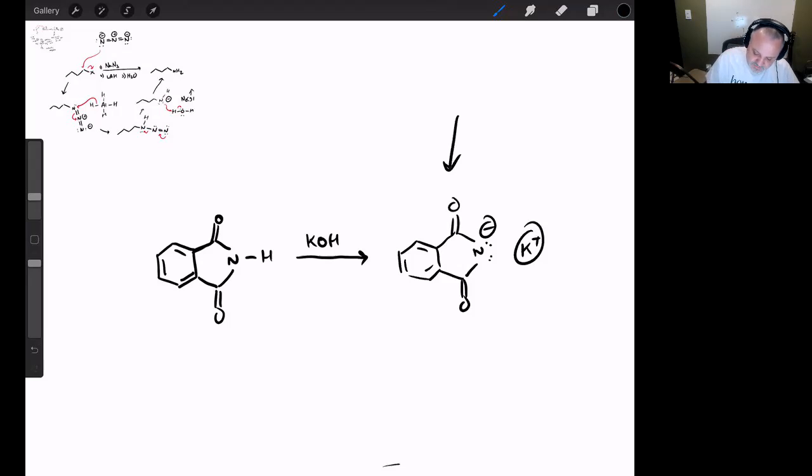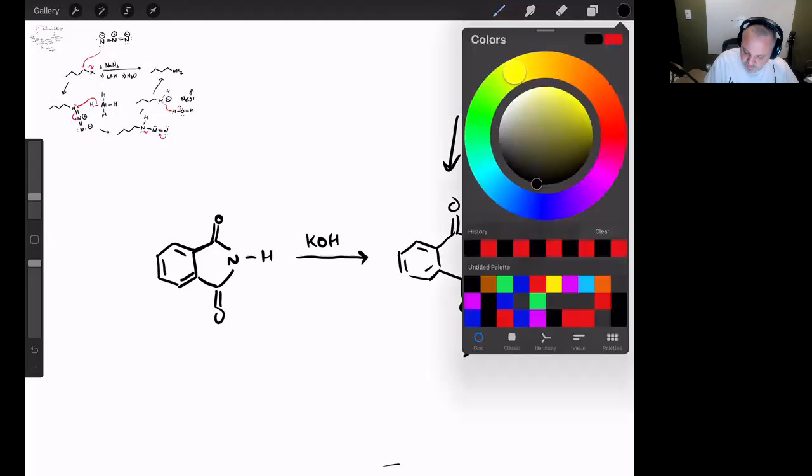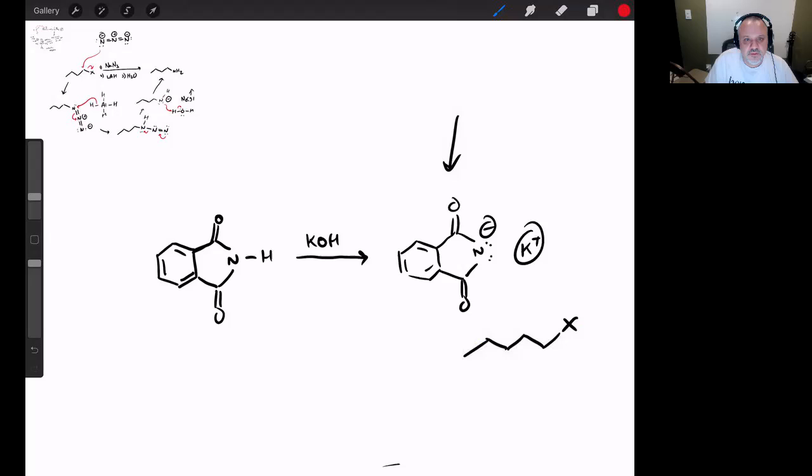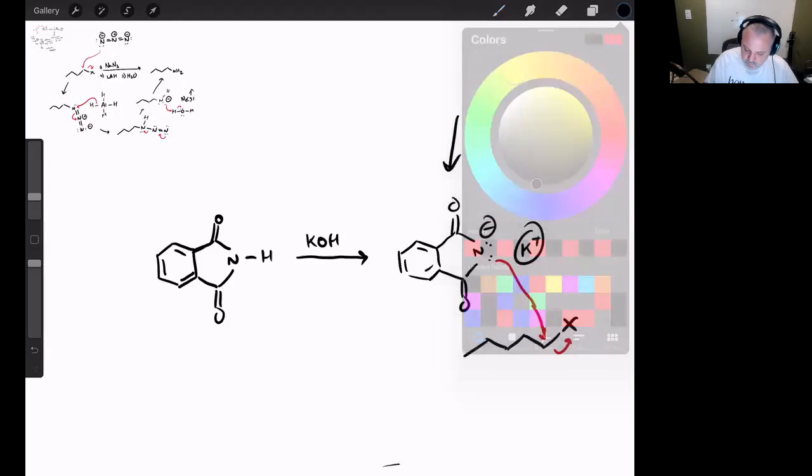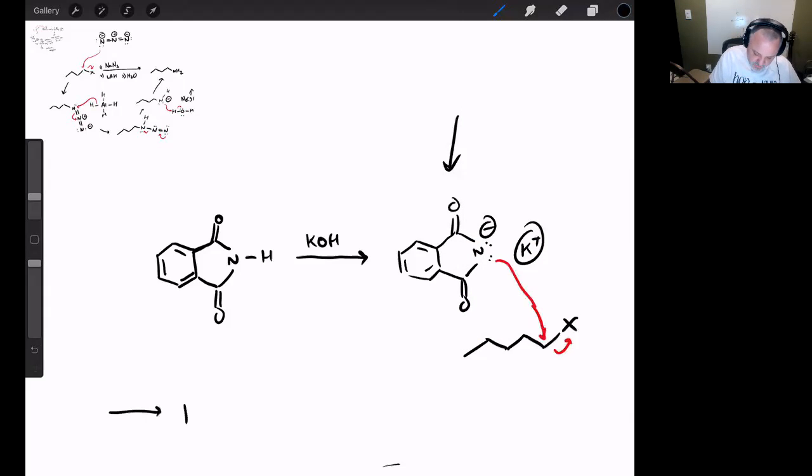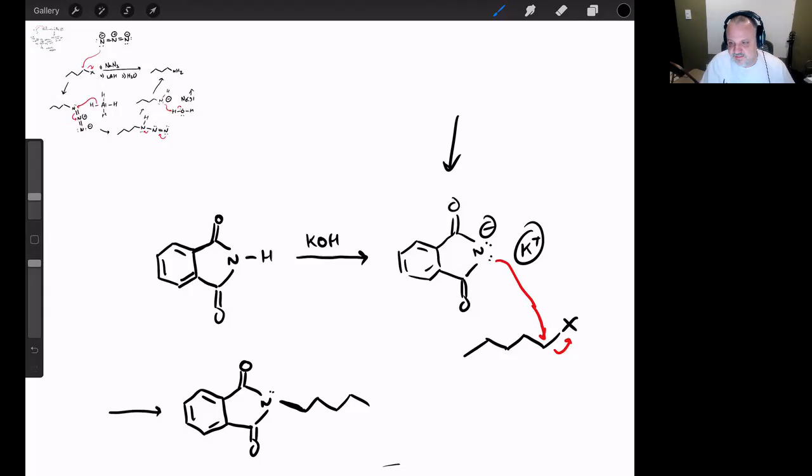So if we react this species with, say, something like this, then we'll get a regular old SN2 reaction where one of the electrons attacks that carbon and we lose the halogen. So what do we get? And this one has 1, 2, 3, 4, 5 carbons. So 1, 2, 3, 4, 5 carbons. So we get a species that looks like this.